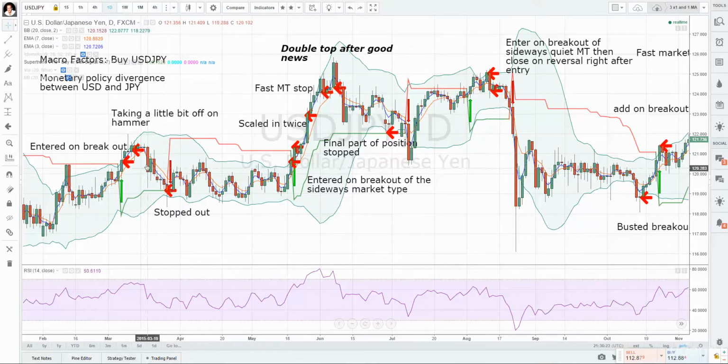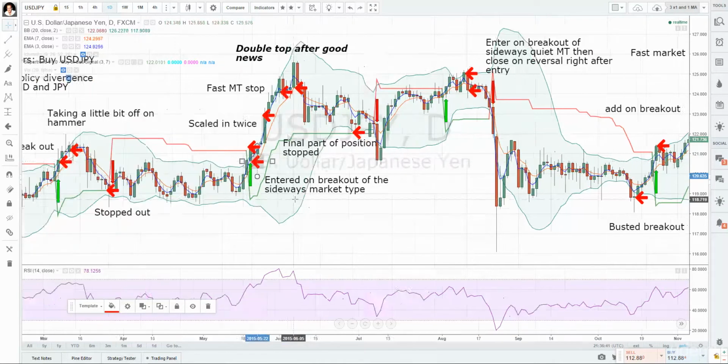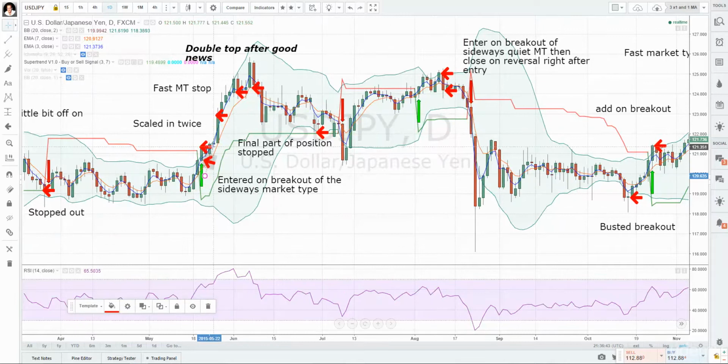So then we see the market type just settles back down into a sideways market type, and I'm looking for an entry at this point off the bottom of the range, but I don't actually get any. So just waiting, and then we see the price break out and close above the Bollinger Band. So you can see that there. Price is now closing above the Bollinger Bands. And then we get the opportunity to add as the price continues in our direction, adding a couple of times. And then at the top we have a fast market type stop.